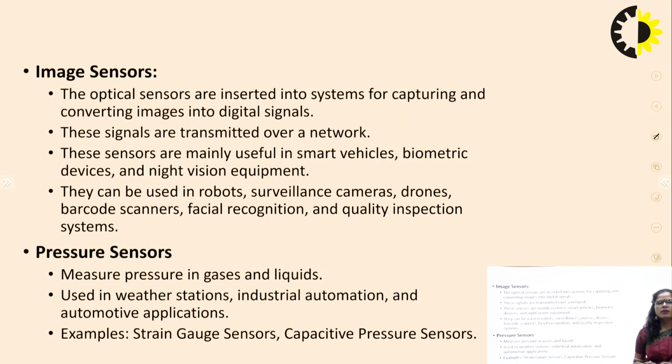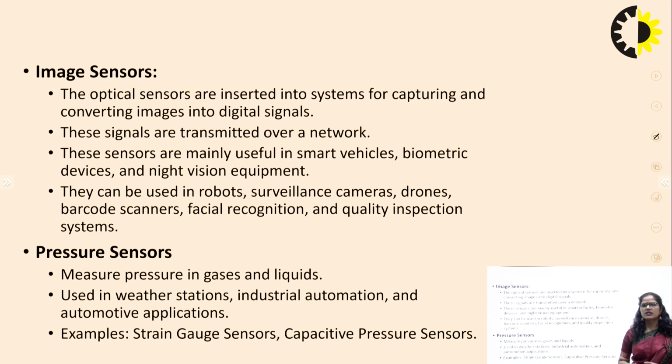Next we will talk about the image sensor. Basically an image sensor, also known as an optical sensor, is inserted into the system for capturing and converting images into digital signals. These signals are transmitted over a network, because everything is carried by the network. These sensors are mainly useful in smart vehicles, biometric devices, and night vision equipment.